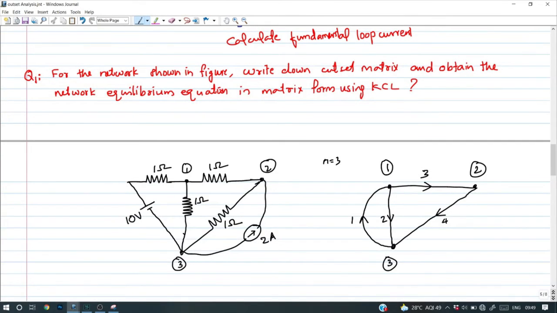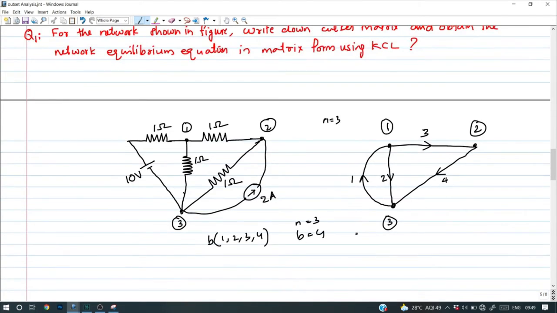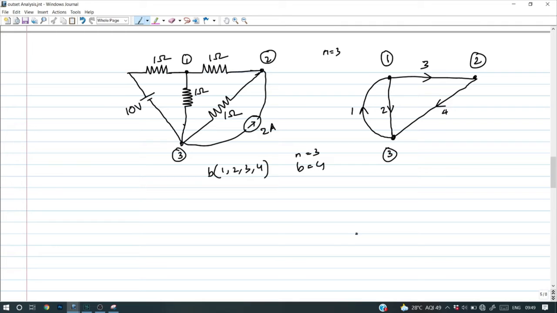So what are the branches? Here branches we can call as 1, 2, 3, 4. 4 branches are there. So B is equal to 4, N is equal to 3. These are the basic information which is obtained from this graph. So in order to build the cut set matrix, we need to take any one tree.